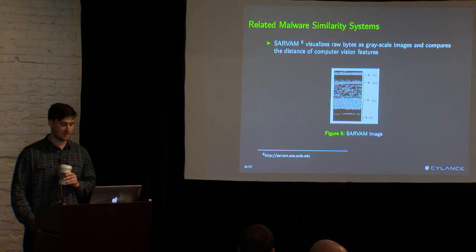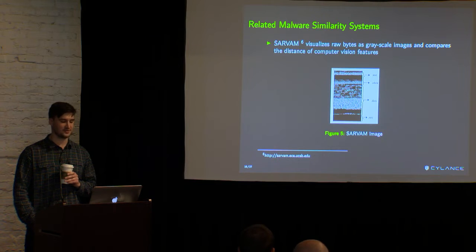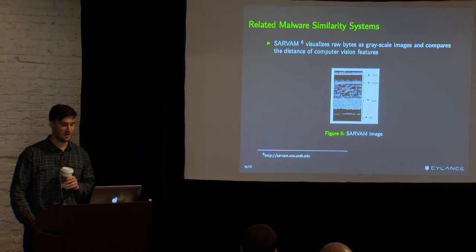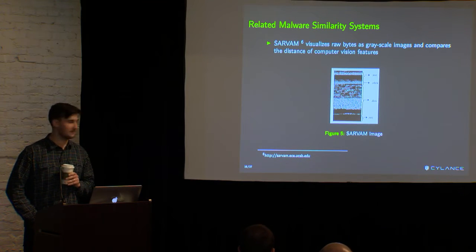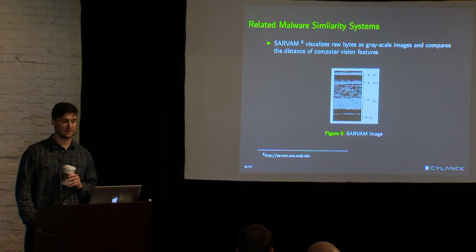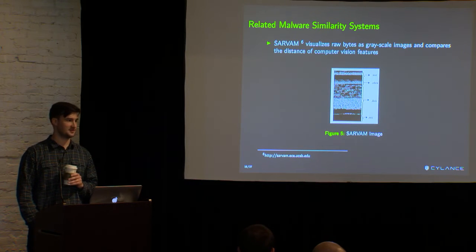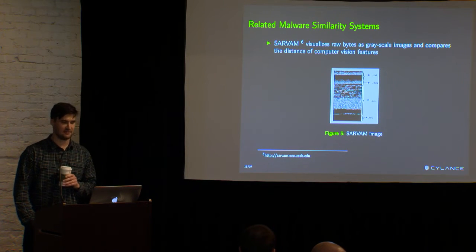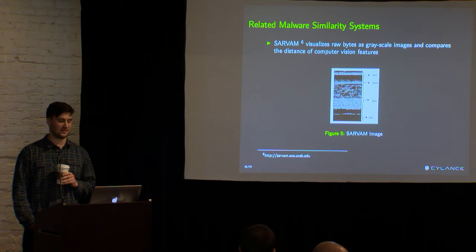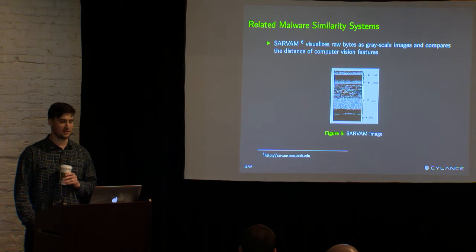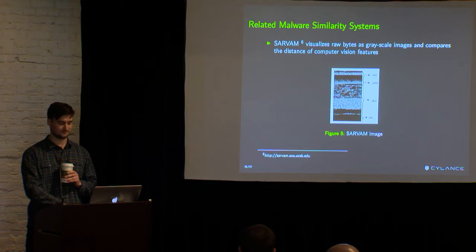So there's SARVAM. This came out a couple years ago too. This method takes the raw bytes of a sample and uses some concepts from computer vision to convert that to a grayscale image, and then ultimately does distance comparison on the images themselves. They have their own database of these images, and I think they've indexed several million at this point. And they give you an interface to search through.